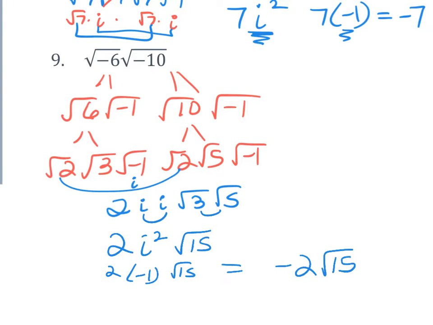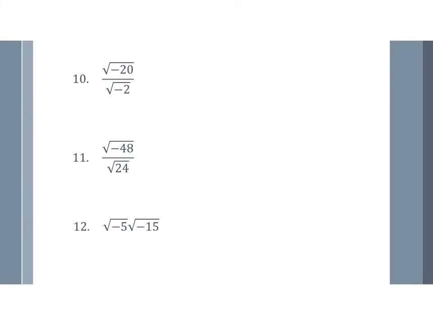Yes? Could you leave it -2 square root 15, or does it have to be 2i squared square root 15? You have to break it down to -2 square root 15. All right, so you have to leave it. Yes, you have to simplify the i squared. All right. Everybody good? All right, let's try another one. Yes. Okay. All right, next one.